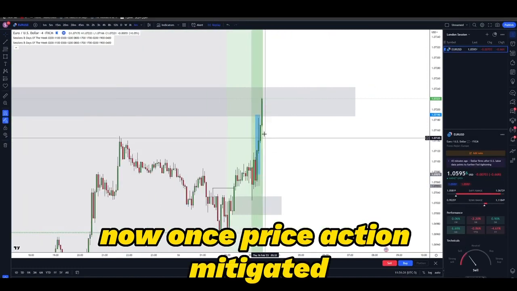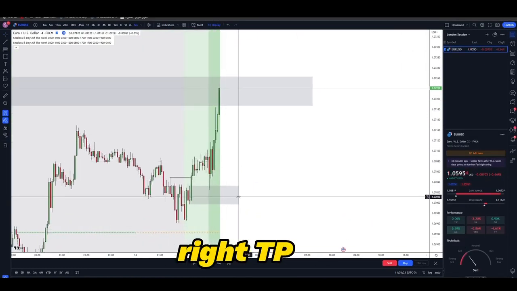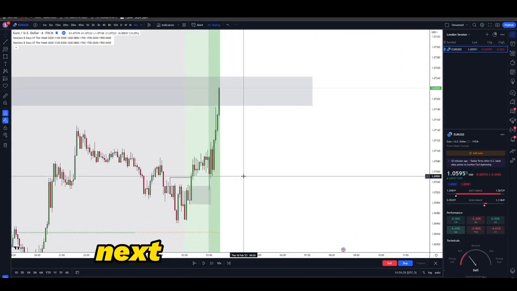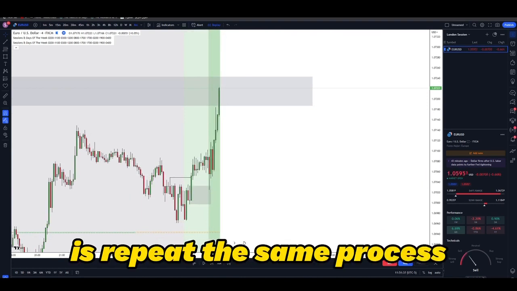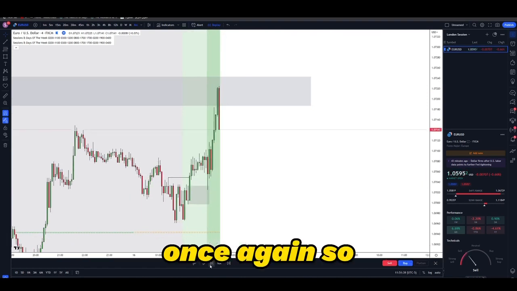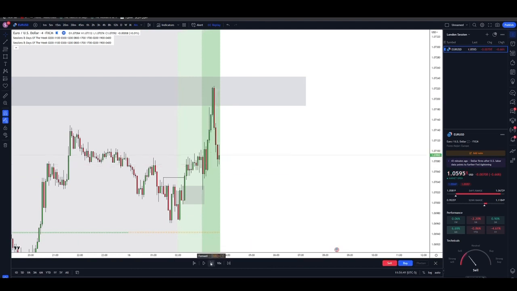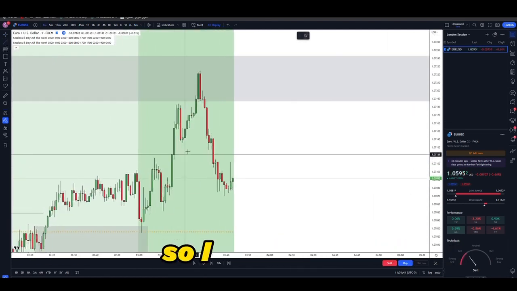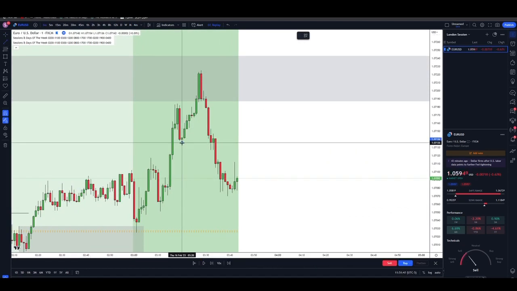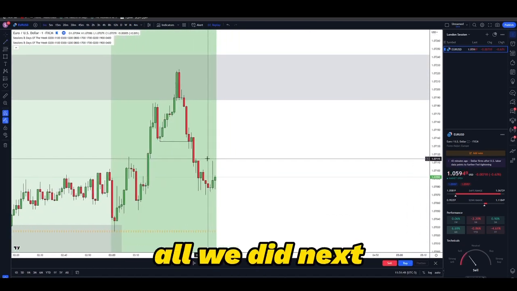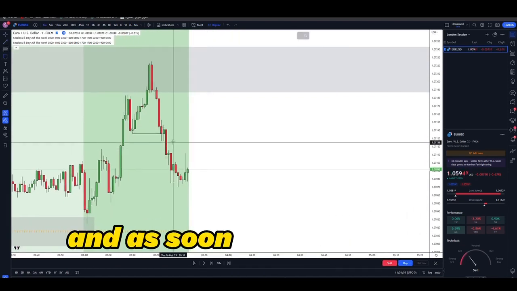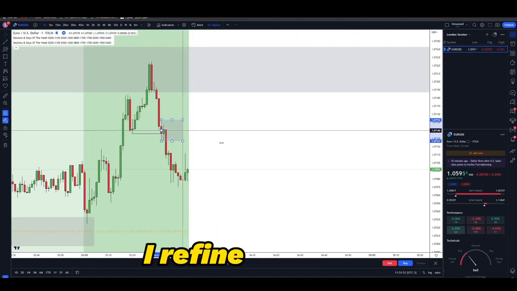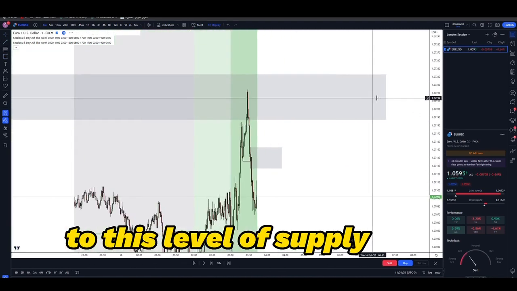Now once price action mitigated our supply zone, right, TP hit, call it a day. What's next? Next, all you want to do is repeat the same process once again. So all I want to see now is price action change structure, break structure, and this is exactly what I saw. So I saw price reaches my supply zone. Once it reached the supply zone, all we did next was wait for a BOS, and as soon as we got that BOS, I refined the level to this level of supply right here.